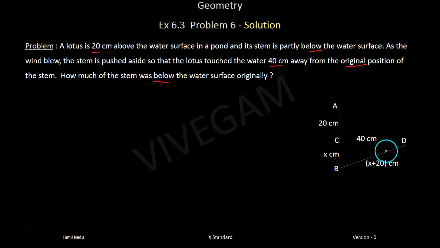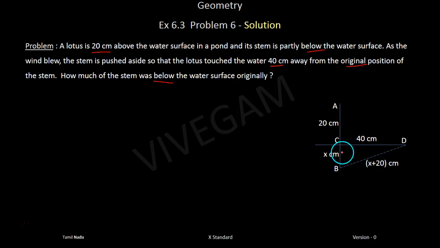So what does it mean? BD is the same length as AB. So what is our AB? AB is x plus 20, so BD is also x plus 20. That's the only trick here. We might think it is AC which will bend, but it's not so. It is the AB which bends because the stem is so thin. The whole stem bends and the lotus touches the surface here. The AB actually got rotated and now becomes BD, so the length of AB equals the length of BD, which is x plus 20.